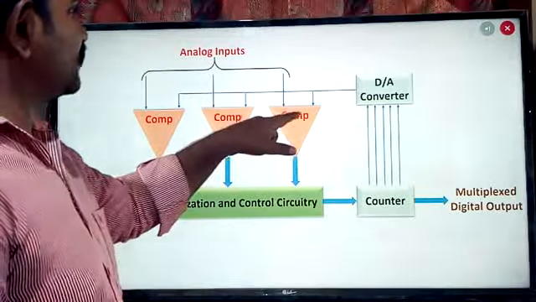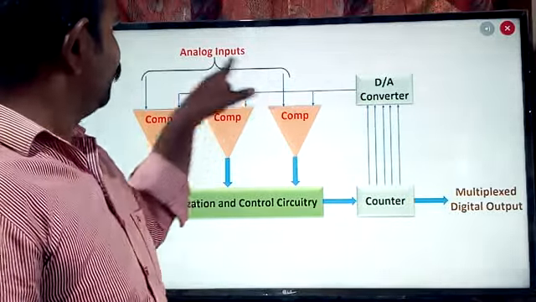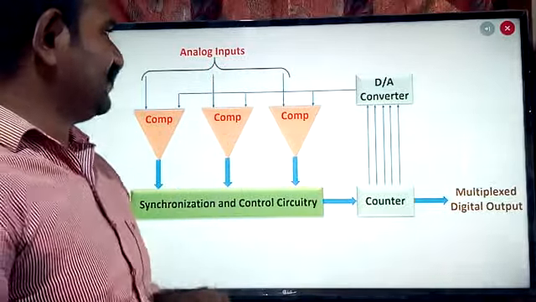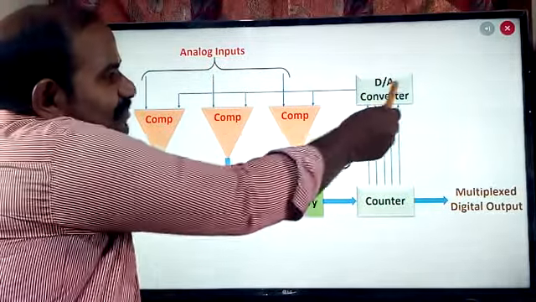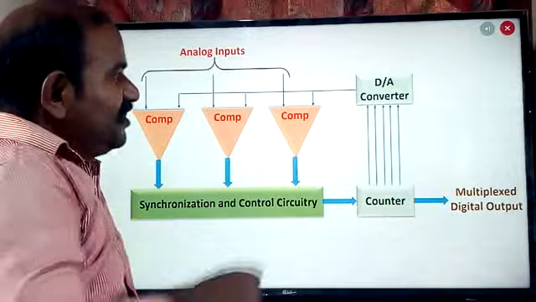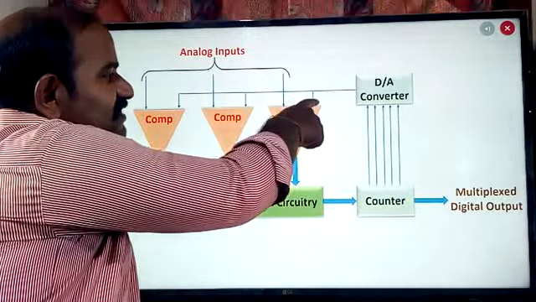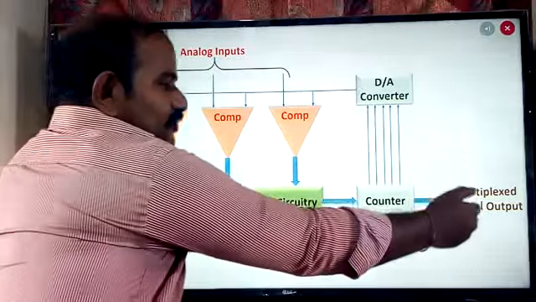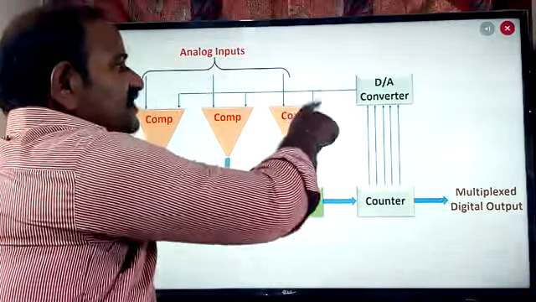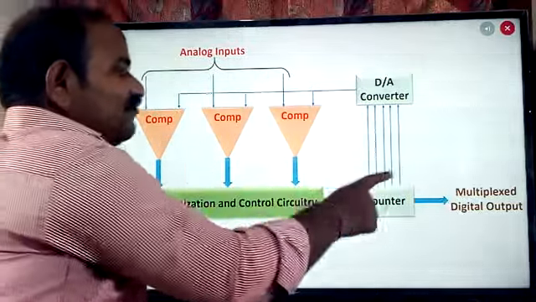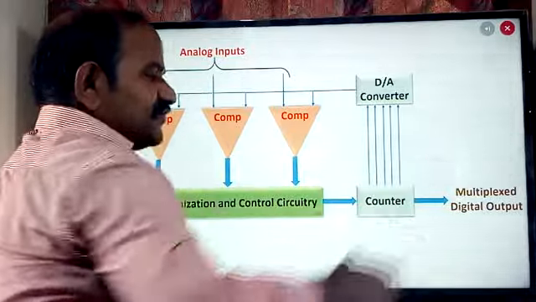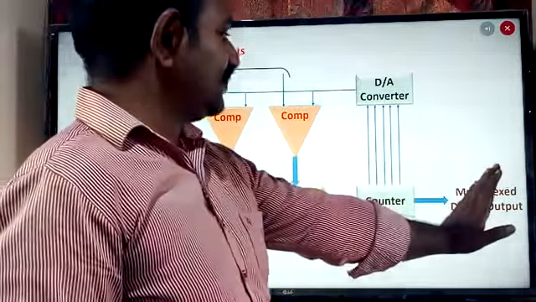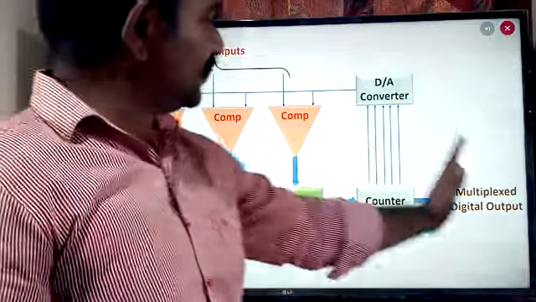Here, the comparator is always comparing the present analog input with the reference signal. This reference signal is coming from the digital to analog converter. Whenever this reference signal is less than the analog input, we are not going to get the output. If the reference signal is greater than the analog input, then obviously the counter is going to transfer the information in terms of digital, meaning the output is going to be available in digital form. So analog is converted into the digital format.